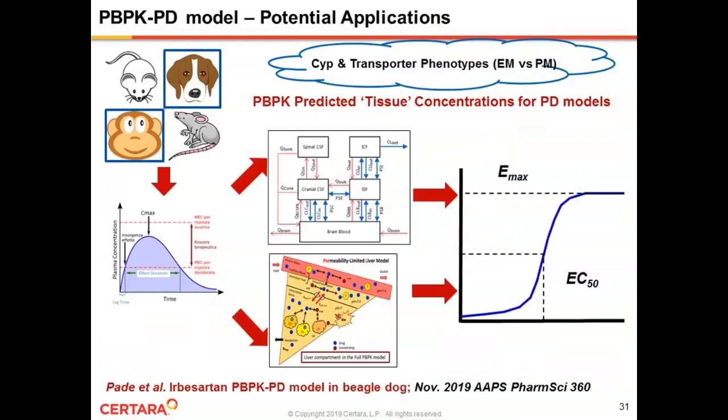So the overall potential application is that from your preclinical species, you have a verified PK model, and then you can use any of these tissue concentration time profiles to drive your PD models. Apart from that, for the rat, dog and monkey models, because of their inter-individual variability capacity, you can include variability from the CYP and transporter phenotypes in order to drive your PD models, which can essentially make predictions more efficient.